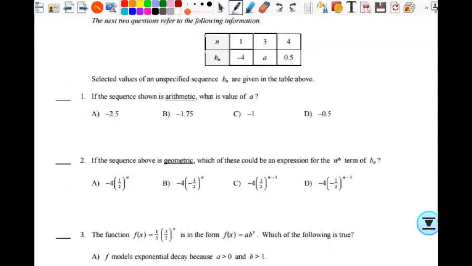Okay, so we have selected values of an unspecified sequence, B sub n. They're given in the table above. If the sequence shown is arithmetic, what is the value of A?